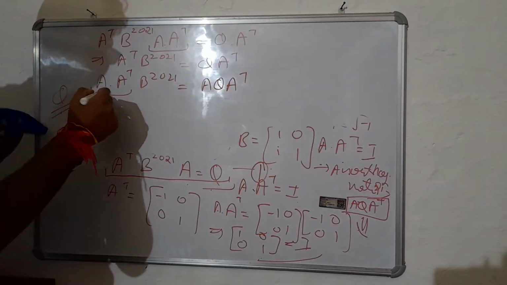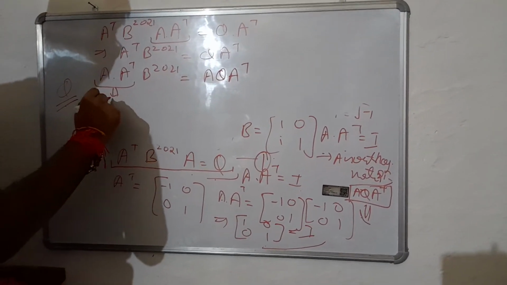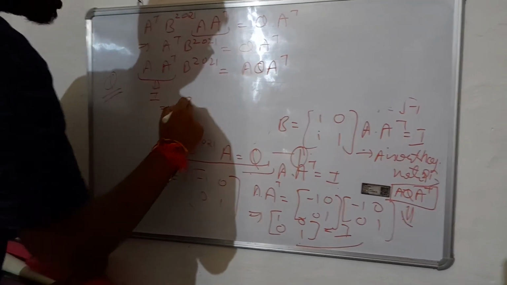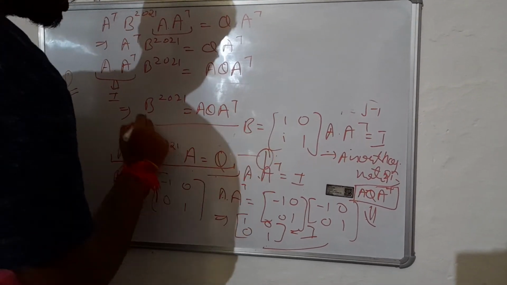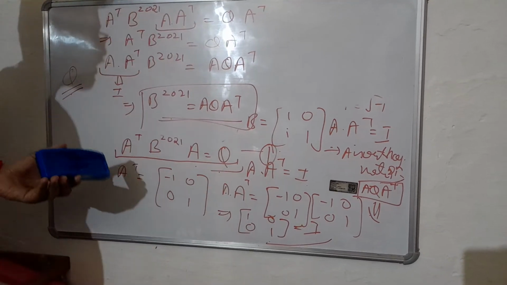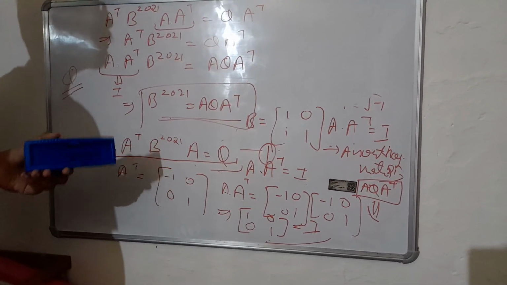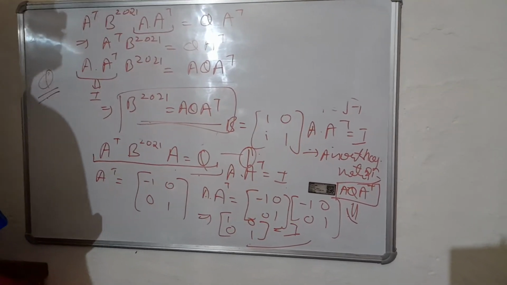What is this going to be? Simple I matrix. So what are we getting? B raised to 2021 equals AQA transpose. So what is our goal? Now we have to just find B raised to the power 2021. What will be its value?